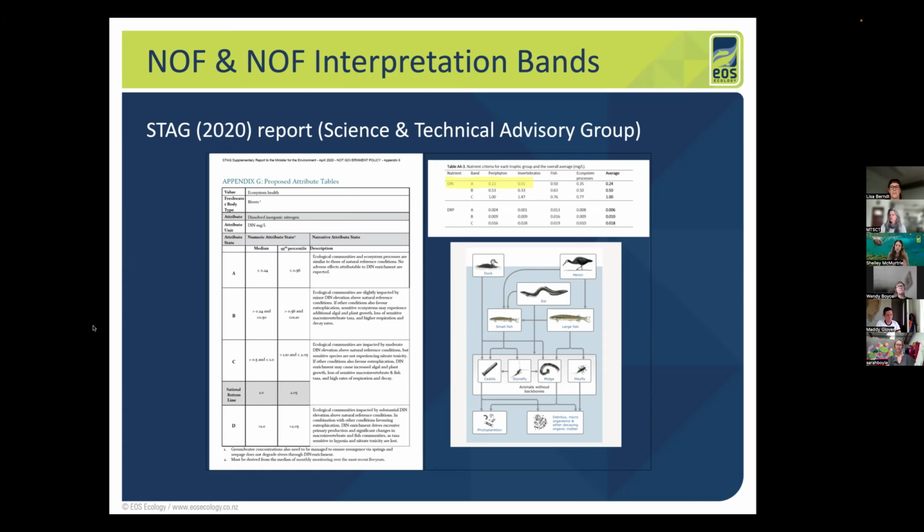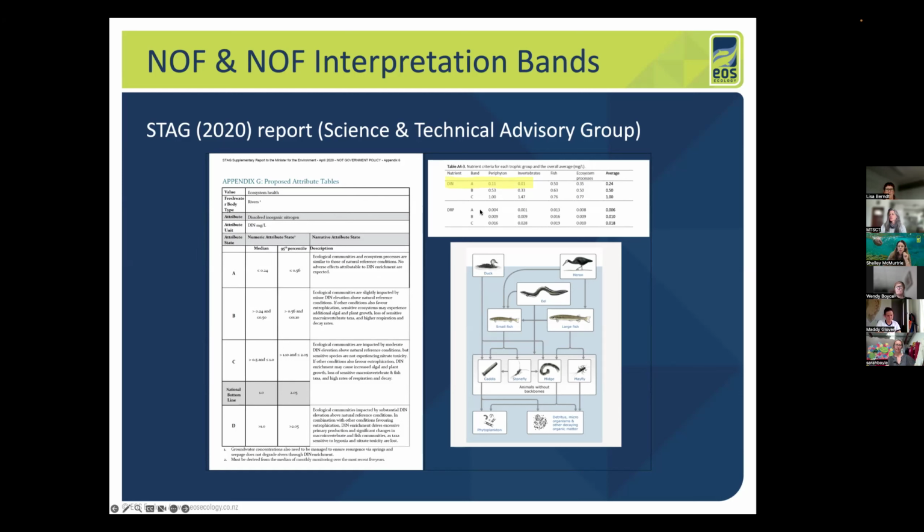but it's a really useful one to show and delve down into how the chronic effect of something can be quite different across different trophic groups. So this is looking at dissolved inorganic nitrogen. Again, this didn't make it into the final NOF, but they worked out their median value for their A, B, C, and D bands under that same approach of NOF.